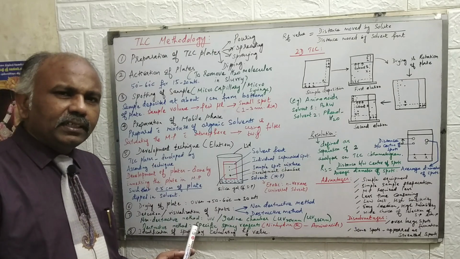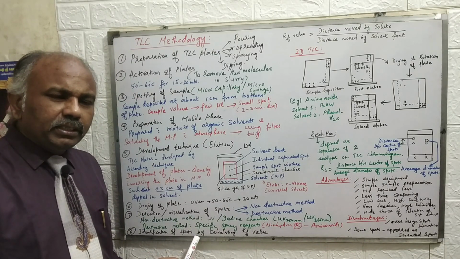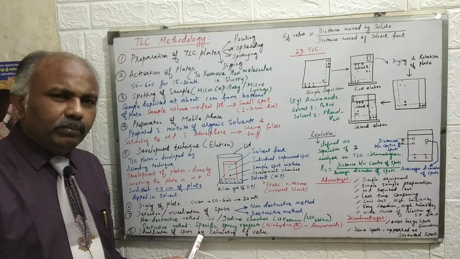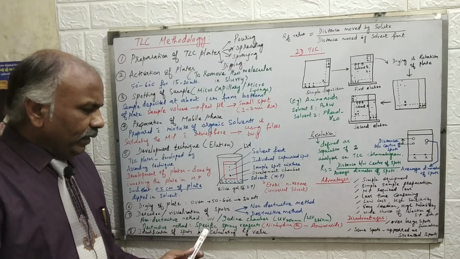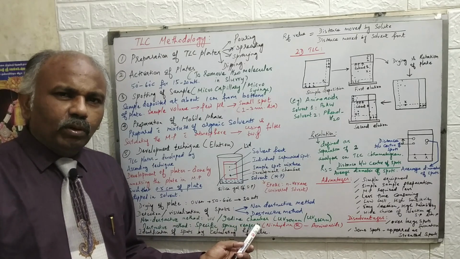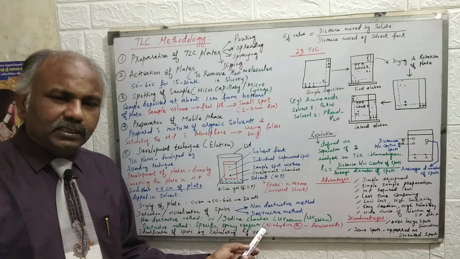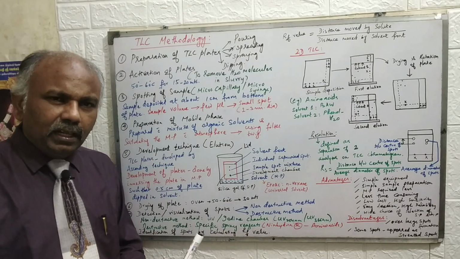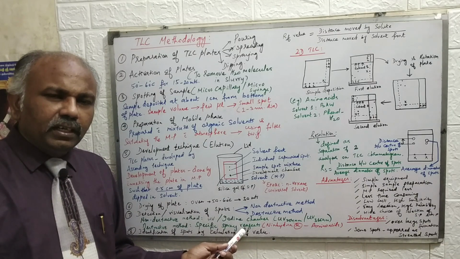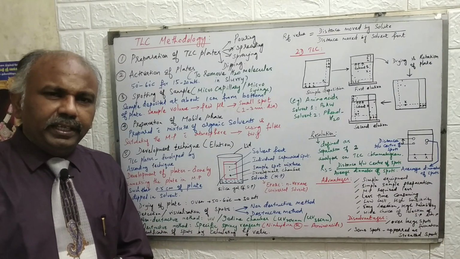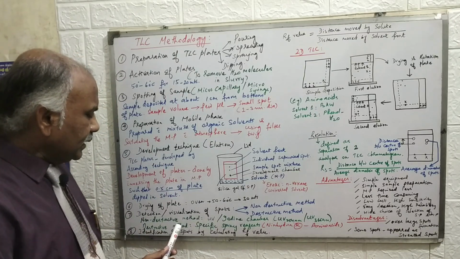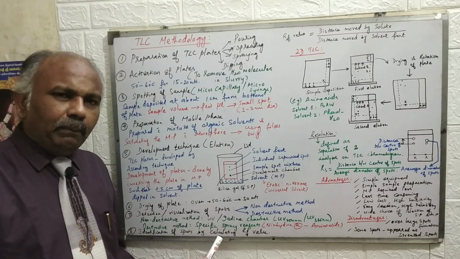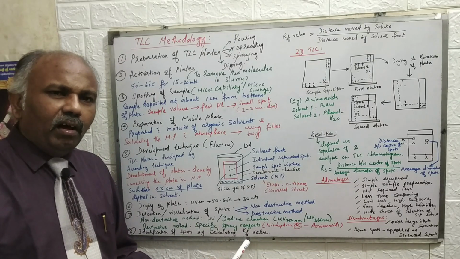The other one is the destructive method. Specific spray reagents can be used as a destructive method. For example, we use ninhydrin in acetone for identifying amino acids. Most amino acids give a purple color if we spray them with ninhydrin reagent. It is a specific spray reagent for identifying the particular sample. The last step is identification of the sample spots by calculating the RF value.